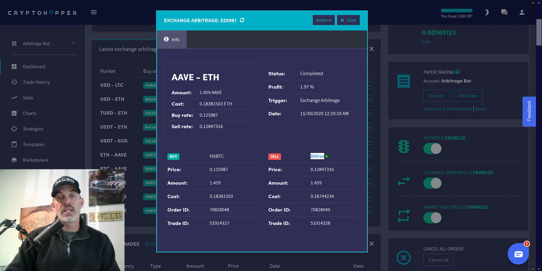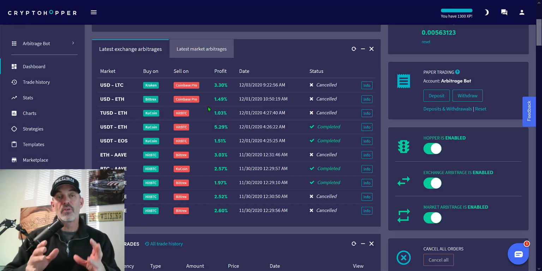Now on Bittrex, we need to sell our Aave that we hold on Bittrex. So I end up with the same amount of Aave. And so it ends up selling that same amount of Aave, the 1.459 Aave, at a higher price. If you look, it ends up selling at 0.1284 versus the 0.1259, which ends up with a result of an increase in ETH, which was our goal on this arbitrage, was to increase the amount of ETH we have, and a profit of 1.97%. And so that would be a couple of examples of the exchange arbitrage.